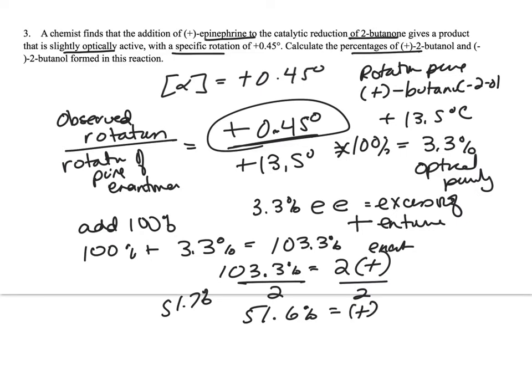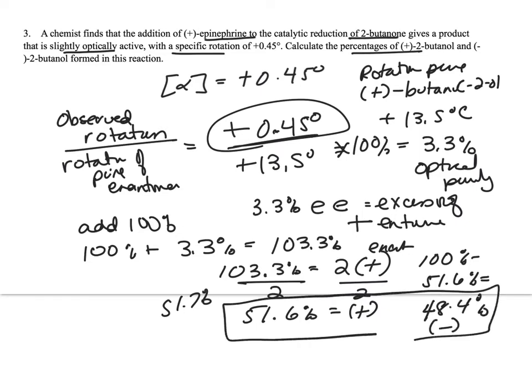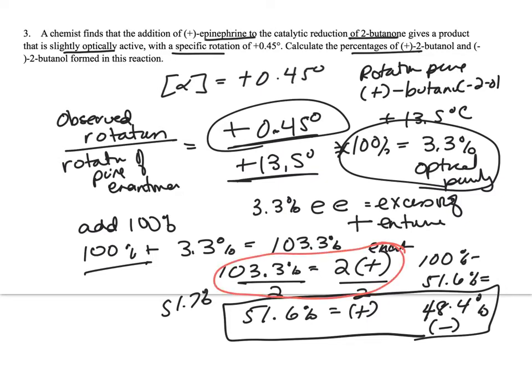That's your positive enantiomer. And then your negative enantiomer is going to be 100% minus your 51.6%, and that's going to give you 48.4%, and that's your negative. Note that the positive and negative need to add up to 100%. So basically, when you do these ratios over the known, the pure enantiomer, you're getting the excess, the 3.3%. You have to add that to 100%. Then you want to divide that by 2. And since it's positive here, you know that's your positive. And that number's got to be greater because that's excess.